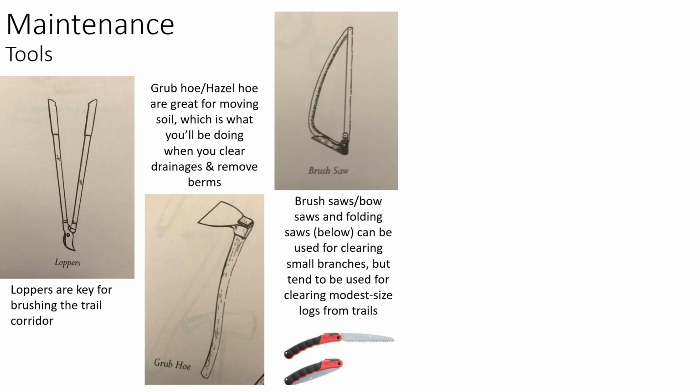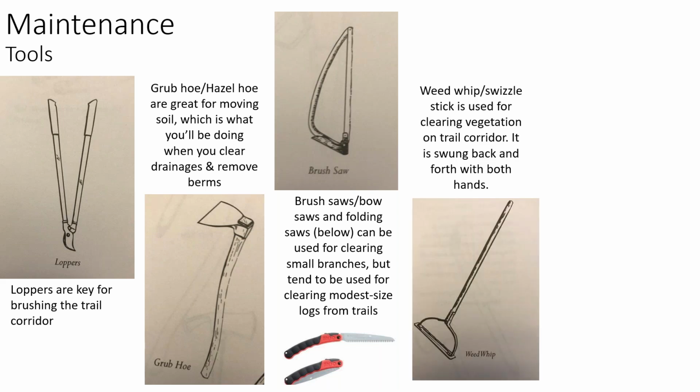You can also use brush saws and bow saws to clear small branches, and they can also be used for clearing modest-sized logs from trails. I really like folding saws, and then these Silky, what are they called again, Luke? The saws that don't fold? The Silky fixed blade. The fixed blade. I just carry it around. I don't know the technical term, so thanks. And I say that they cut through modest-sized logs from trails like butter.